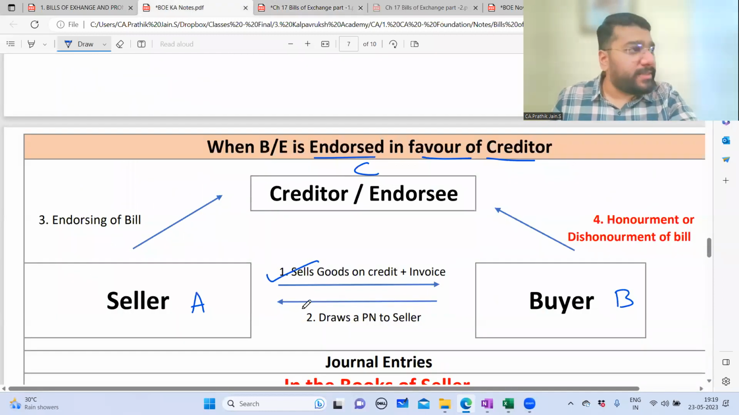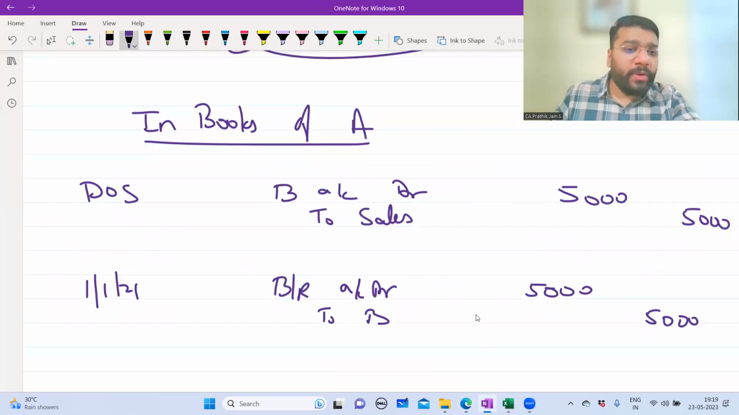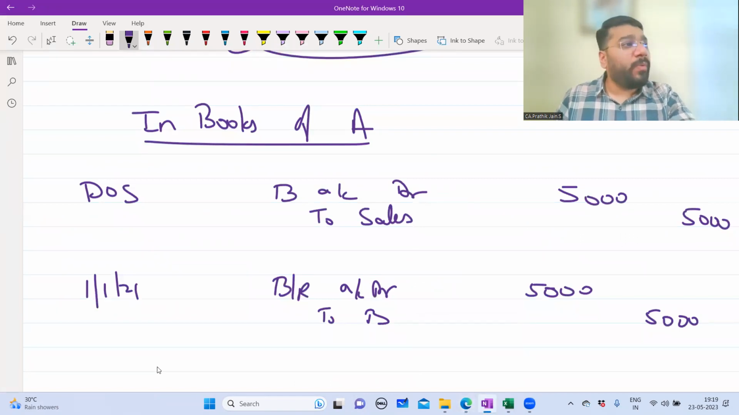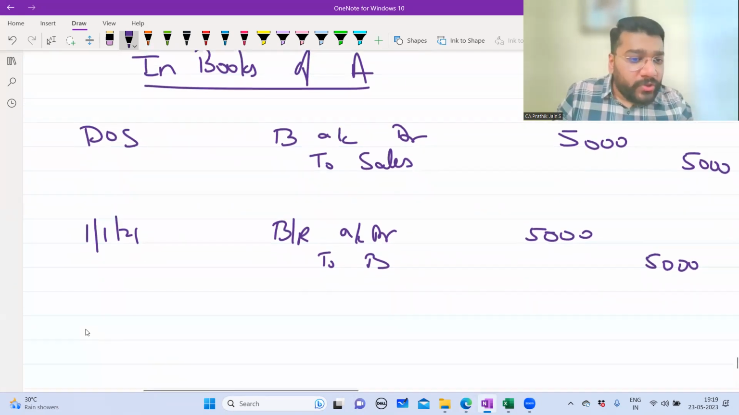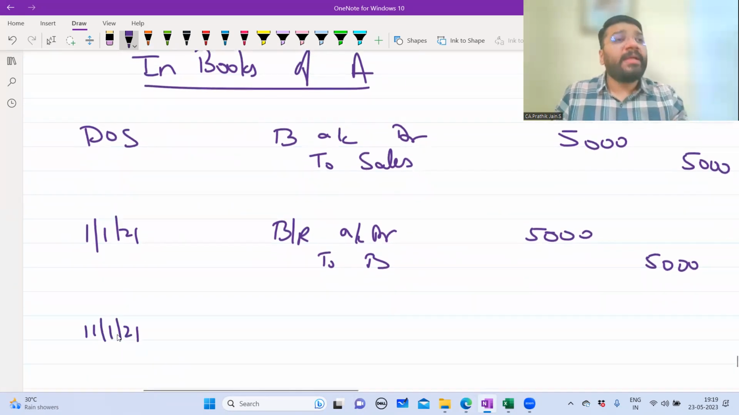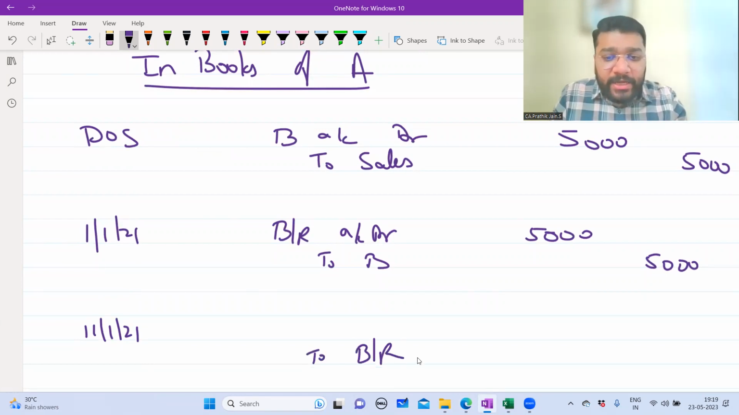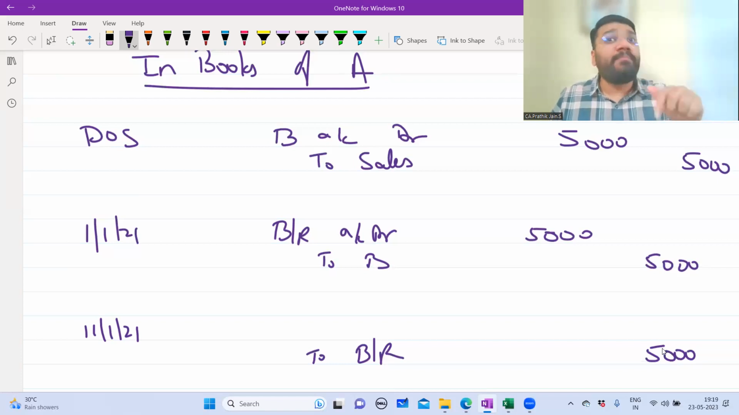A has recorded the sale transaction. Second is the bill of exchange transaction. Third transaction is endorsing of the bill. Now guys, endorsing of the bill is happening after 10 days, so 1 plus 10 days means the 11th of Jan. On 11th of Jan 2021, we are handing over the bill to my creditor. So debit what comes in, credit what goes out. From my hand, the bill is going out, so credit bills receivable. My asset is reducing, so credit the asset. This bill receivable is a mode of payment.